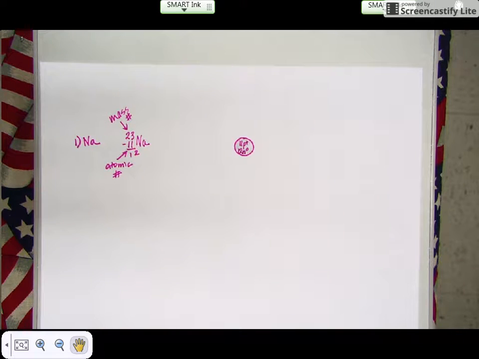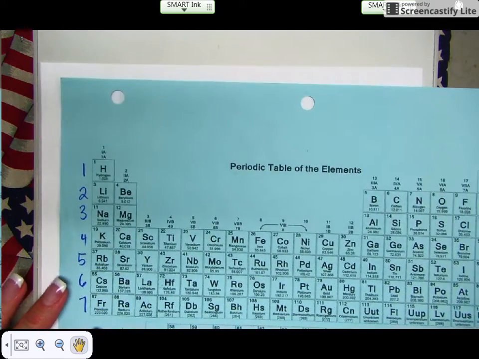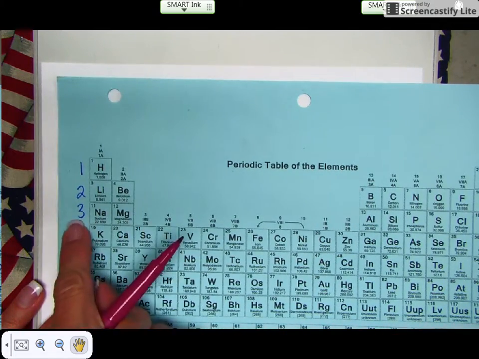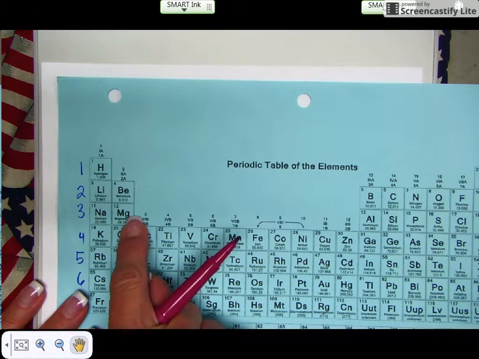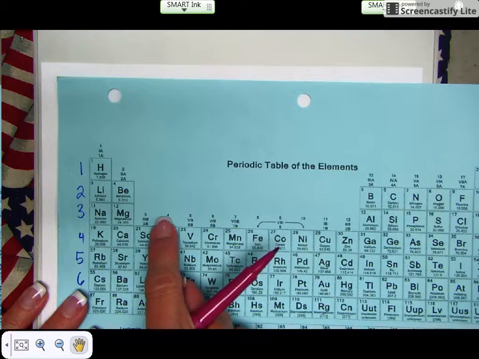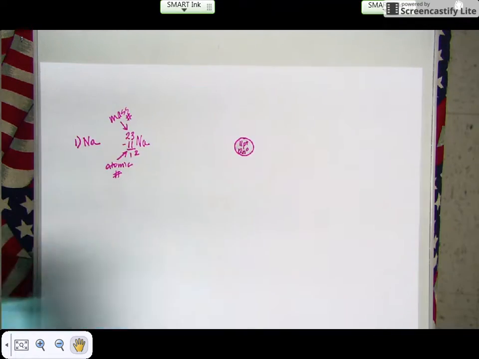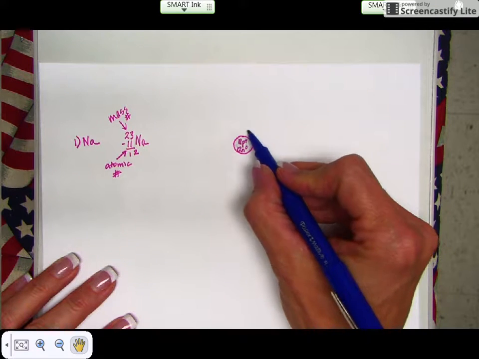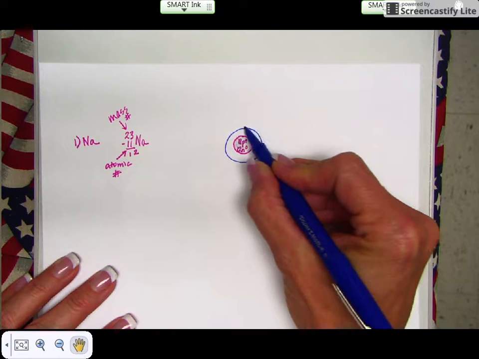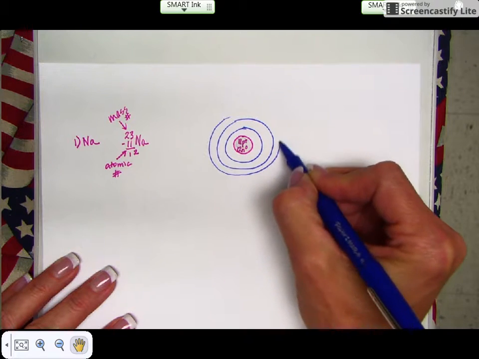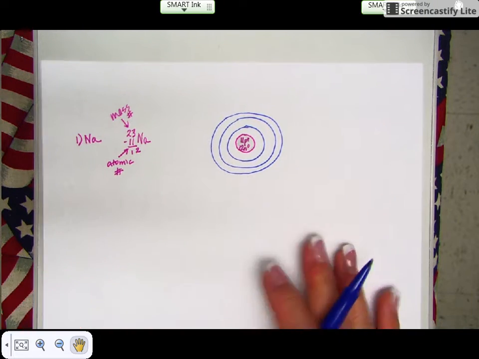Now, remember in class today we talked about how you can look at your periodic table, and the period that the element is in lets you know how many energy levels to draw around the nucleus. So since sodium is in the third period, we're going to draw 3 energy levels around the nucleus. 1, 2, 3.